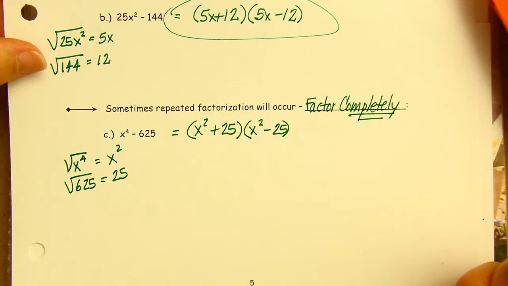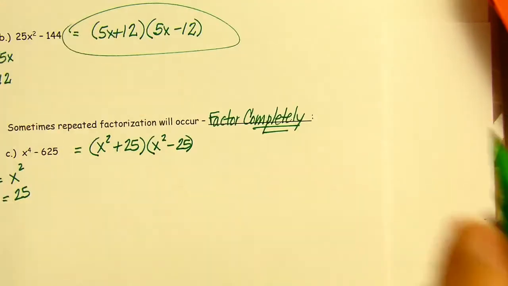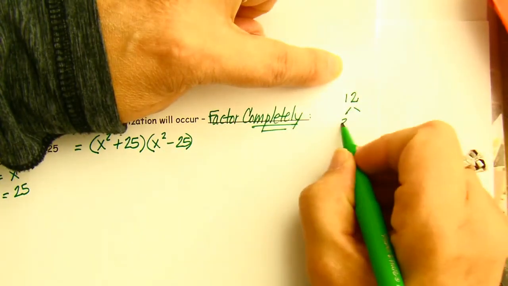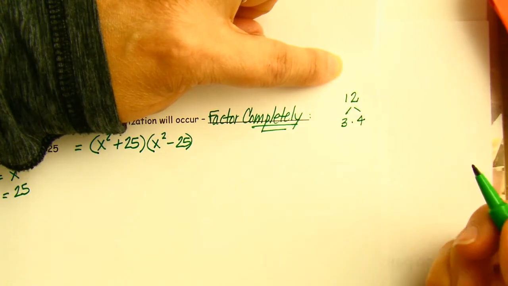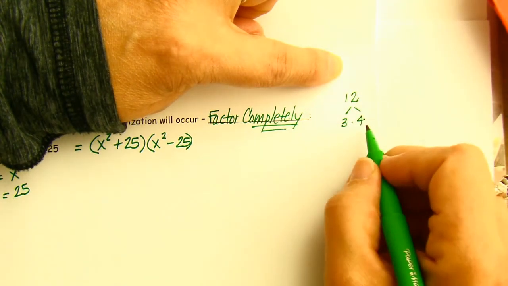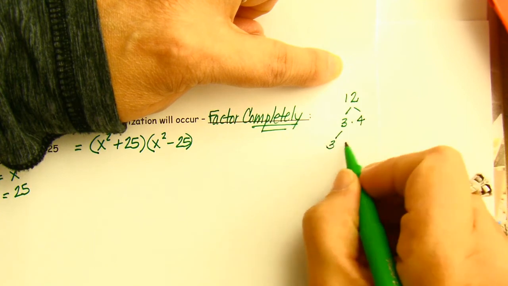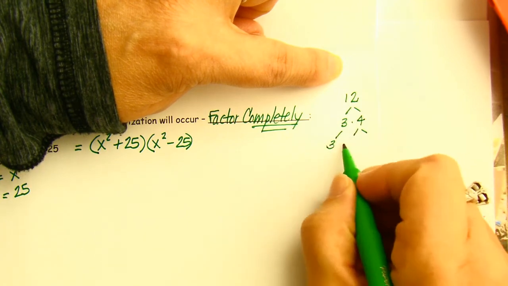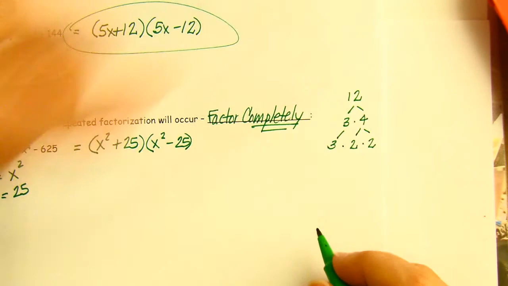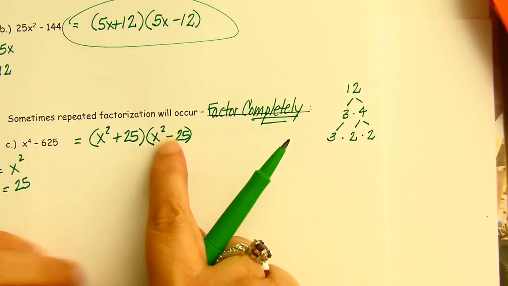Folks, think of a factor tree. Like the number 12. 12 could be written as 3 times 4. But guess what? The 4 is not in its lowest factored form. I bring the 3 down, and I could bust apart the 4 into 2 times 2. This part here is not fully factored.